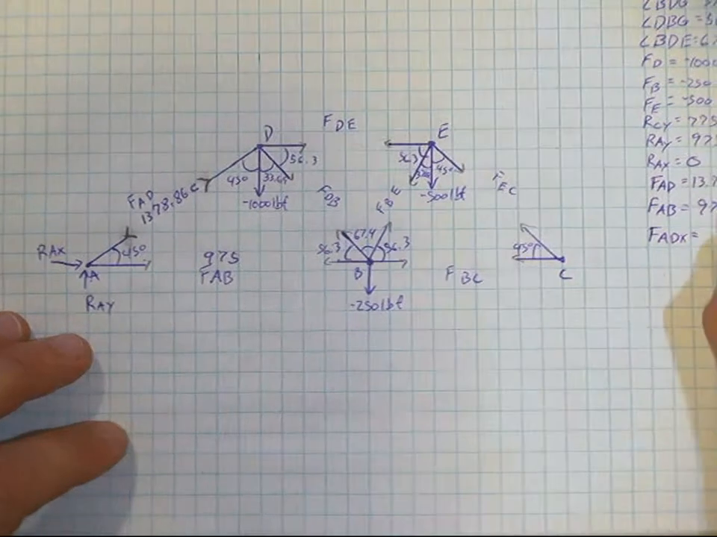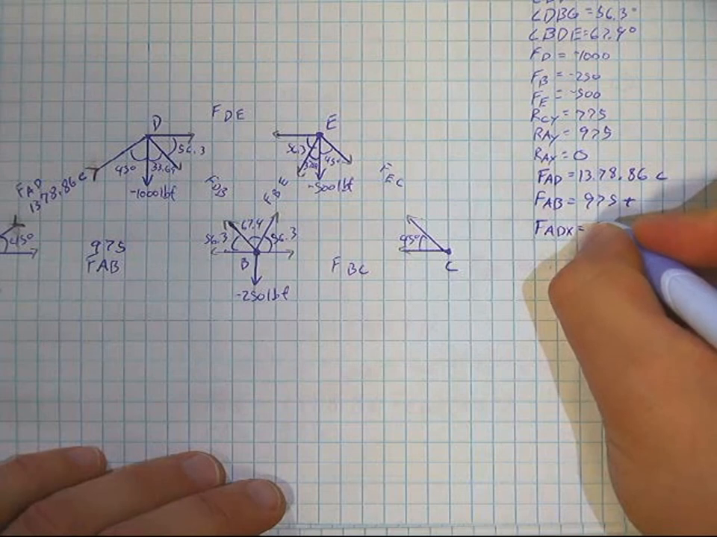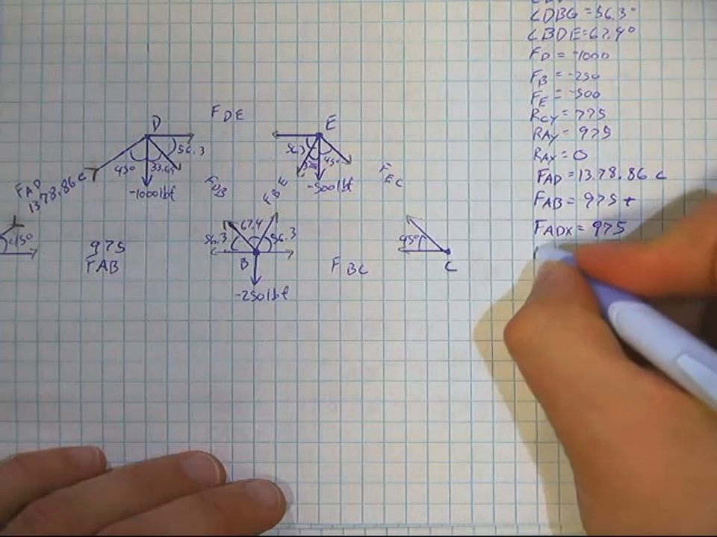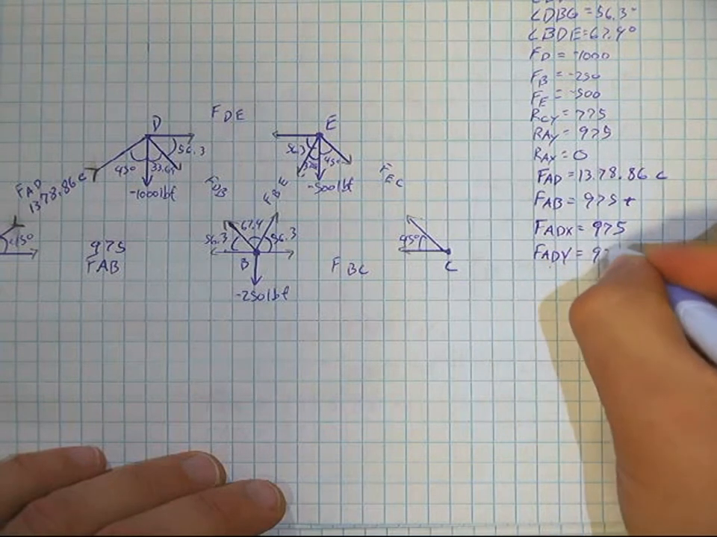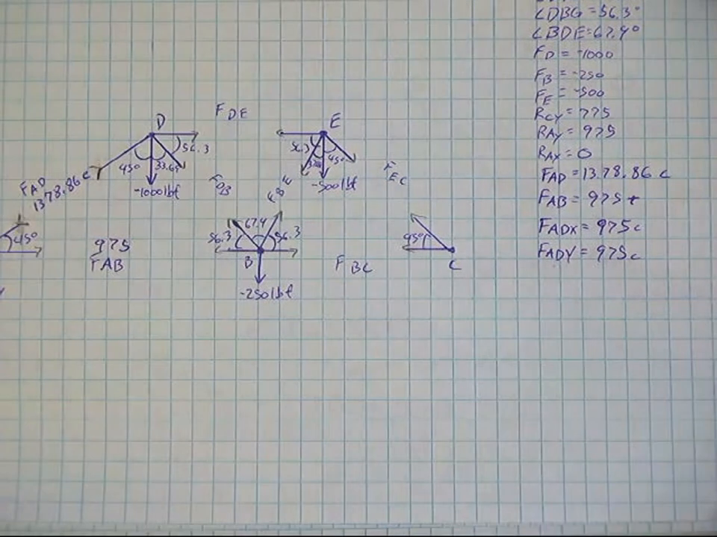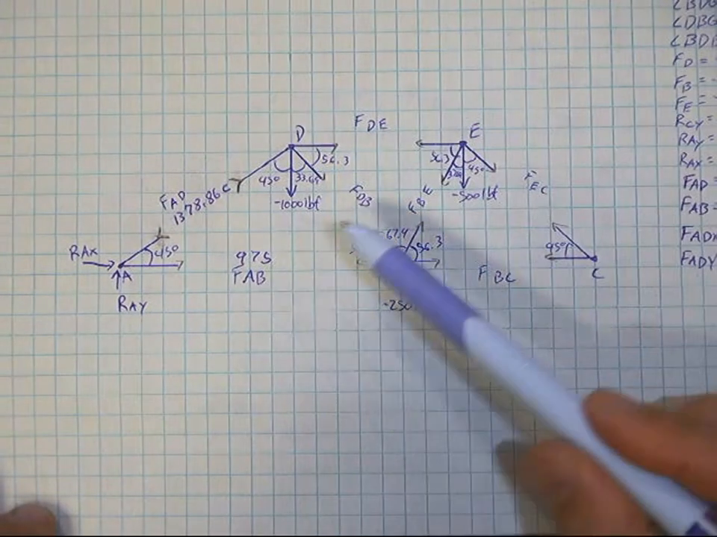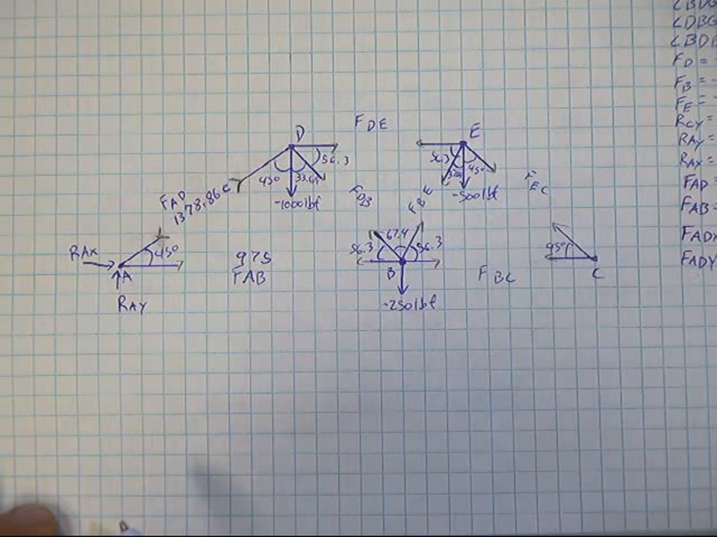Okay, so we could write down FADX is equal to $975, and FADY is also equal to 975. These are also in compression. Okay, so that is kind of where we're at this point. We've solved FAD, we've solved FAB. Now we have 1, 2, 3, 4, 5 unknowns yet to go.